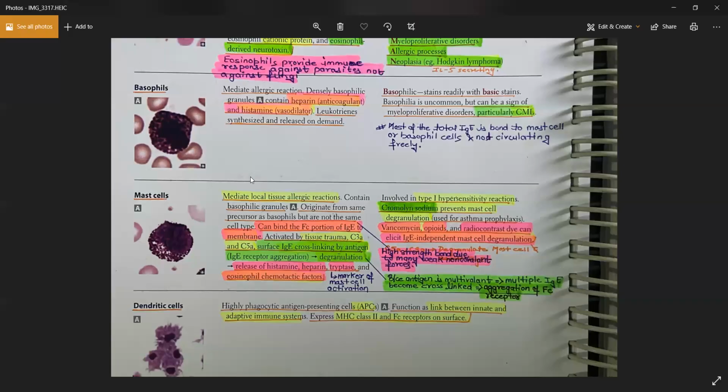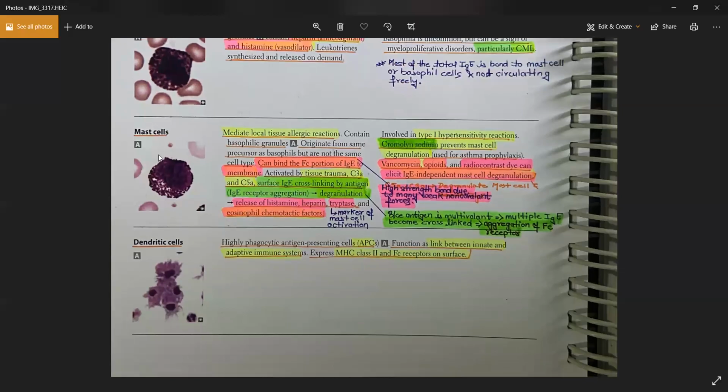Okay, and most of the IgEs either bind to the mast cells or they bind to the basophil cells. They are not circulating freely very much in the bloodstream. They are mostly bound to these two cells, the mast cells and the basophil cells.